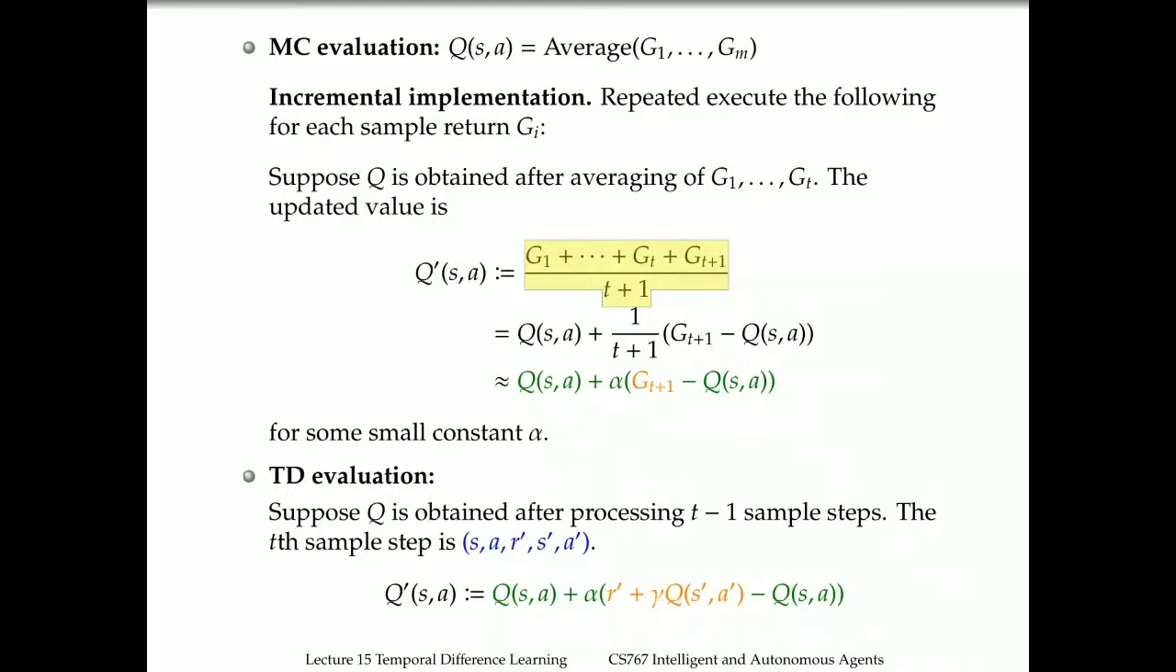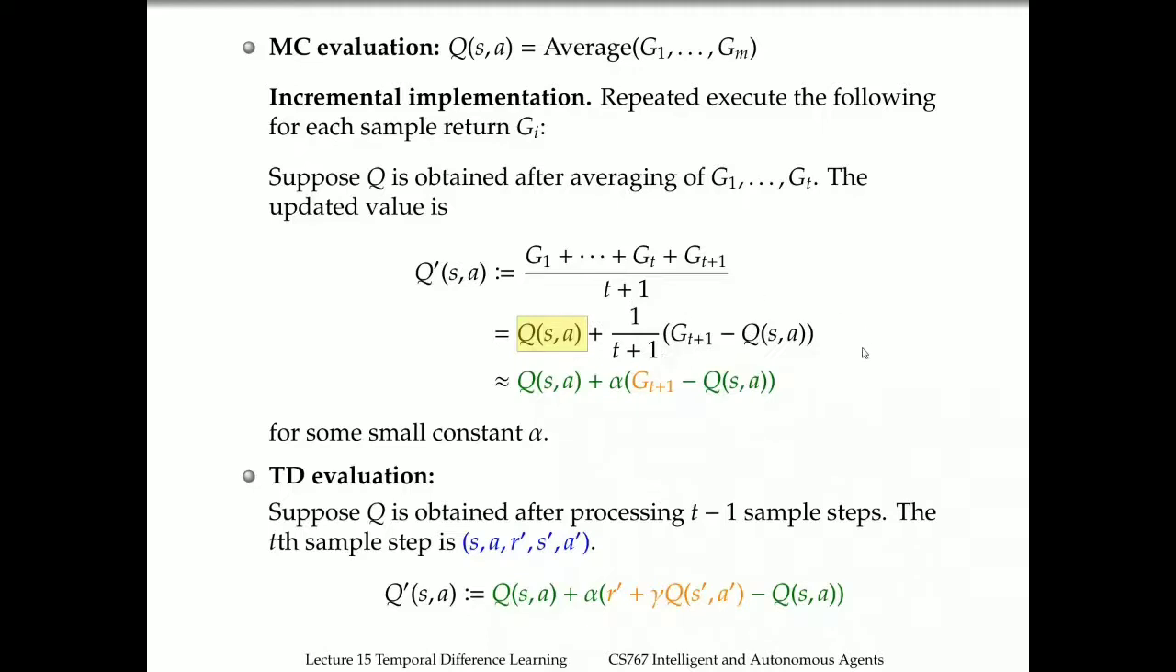That's what we did. But we can rearrange this. If you recall, if you just take the first t G values, the first t terms within this expression, and divide by t instead of t plus 1, then we actually get the previous estimate, which is Q(S,A). So if we rearrange this, we get Q(S,A) plus 1 over t plus 1, which is a rather small value, multiplied by G_{t+1} minus Q(S,A).